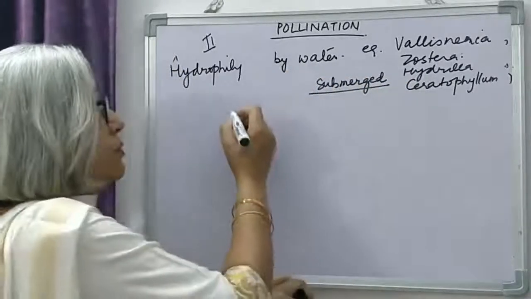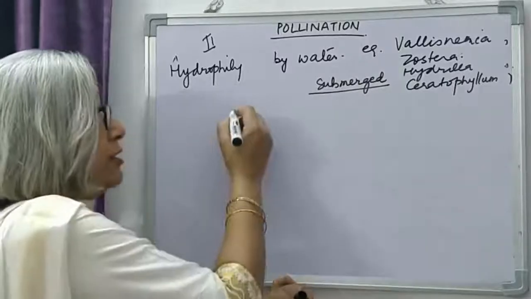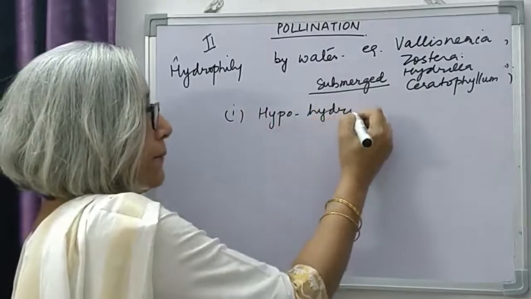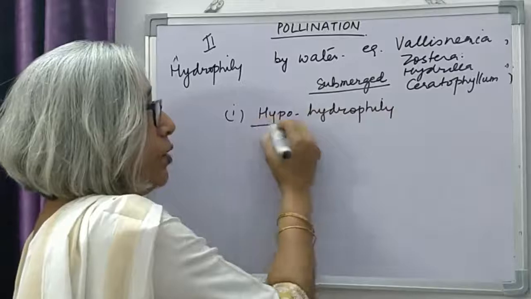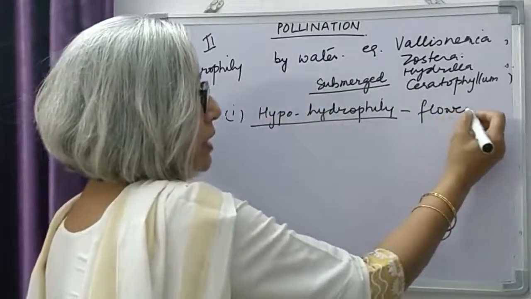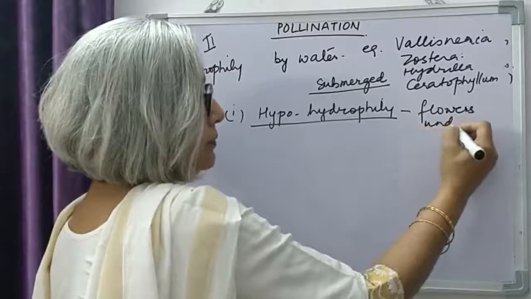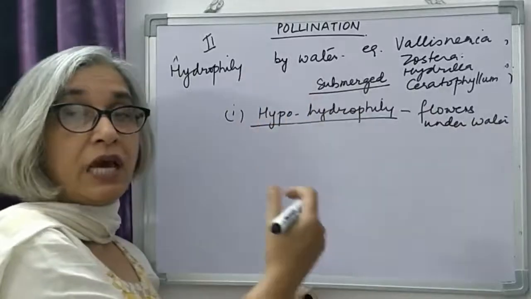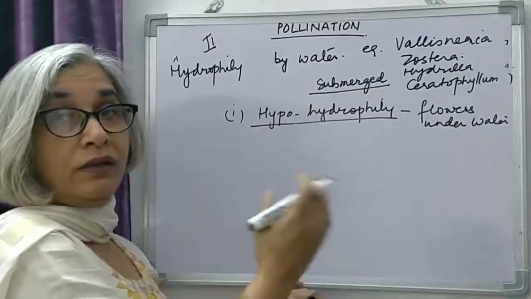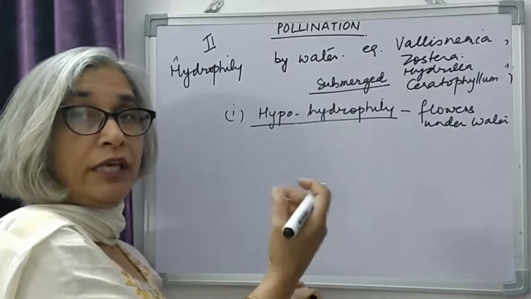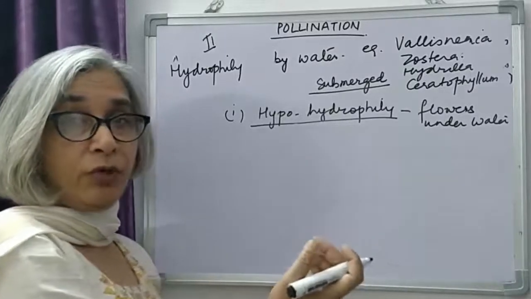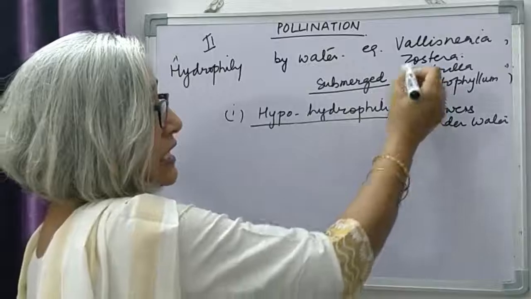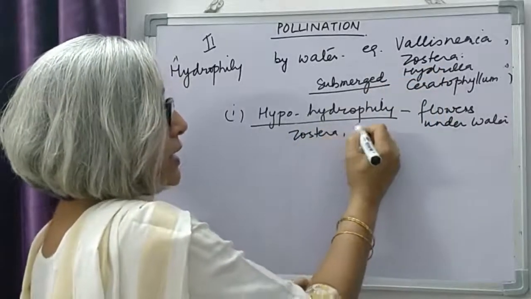Now hydrophily has been divided into two kinds. First kind is called hypohydrophily. Hypohydrophily means the flowers are completely underwater. They are submerged underwater and the pollination is going to take place underwater. Inside water, the flower male part, the pollen grains, will reach the female part of the flower. This is called hypohydrophily. This is seen in Zostera and Ceratophyllum.